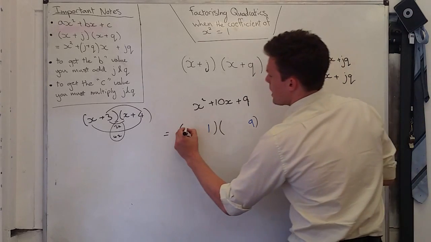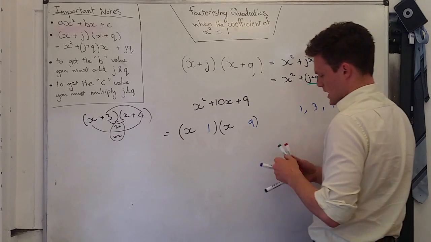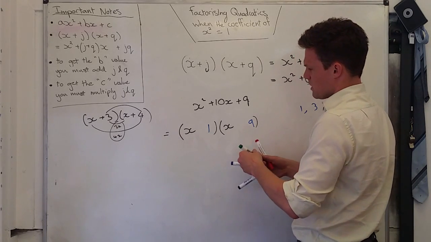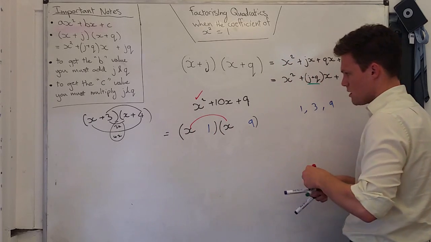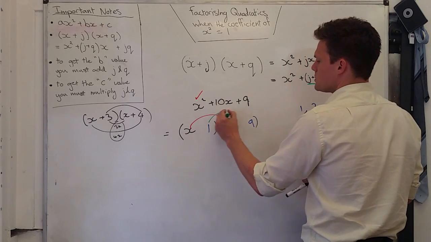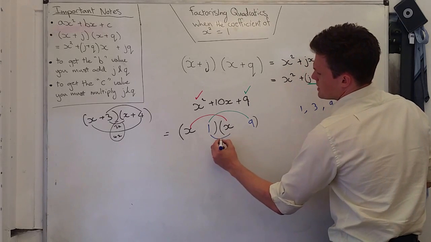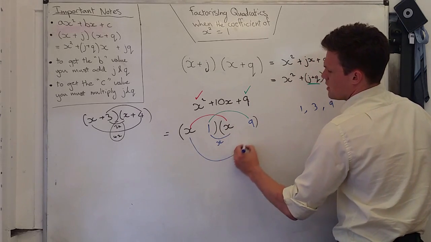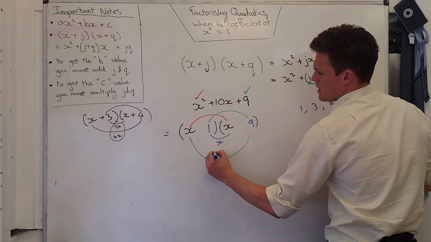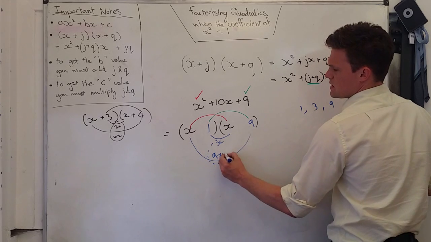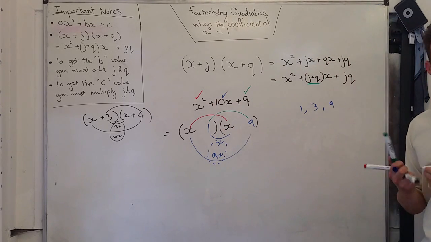And we'll see when I expand this out, if I put x and x here, I know that's going to be x and x, because if I use my smiley face method on this, x times x is going to give me x squared. 1 times 9 is going to give me 9. And here's the test: 1 times x is going to give me x, and 9 times x is going to give me 9x. If I bring these together, x plus 9x gives me 10x.